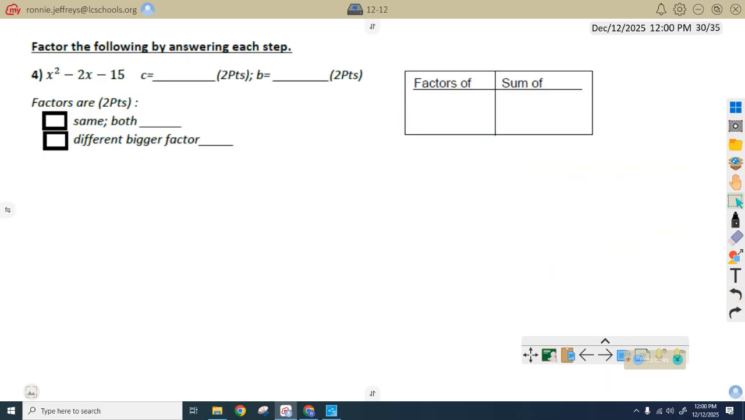All right. So, number 4. I may take this box out over here because you really don't need it. But our C value, this is -15. Our B value is -2. Because this is negative, it means the signs are different. Because this is negative, it means our bigger factor is negative. And that's all you have to do. You don't have to factor this one. Again, lots of setup, not a lot of solve. Because usually if you can set the problem up, solving it is not that bad.